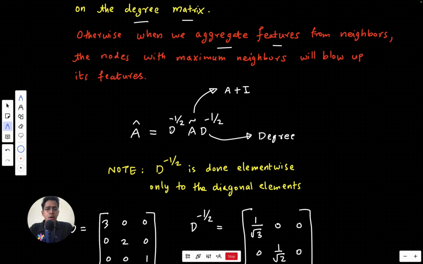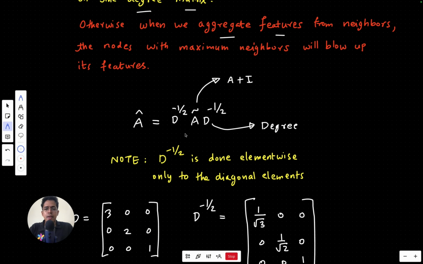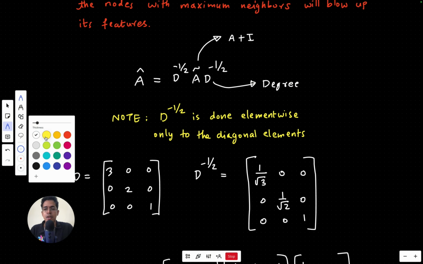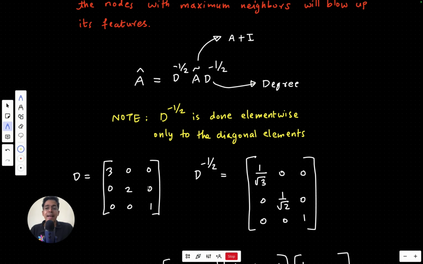Now you might be wondering, how do you do this D raised to minus 1 by 2? It's a matrix. What do you mean by raised to minus 1 by 2? It simply means you perform element-wise raised to minus 1 by 2 only for diagonal elements. So it will be 3 raised to minus 1 by 2, 2 raised to minus 1 by 2, and 1 raised to minus 1 by 2. We will not be performing it on non-diagonal elements because it's not needed, and more importantly, non-diagonal elements are 0. So if you perform this, it will be 0 raised to minus 1 by 2, which is not defined. So we perform this normalization operation using the diagonal elements of the D matrix.